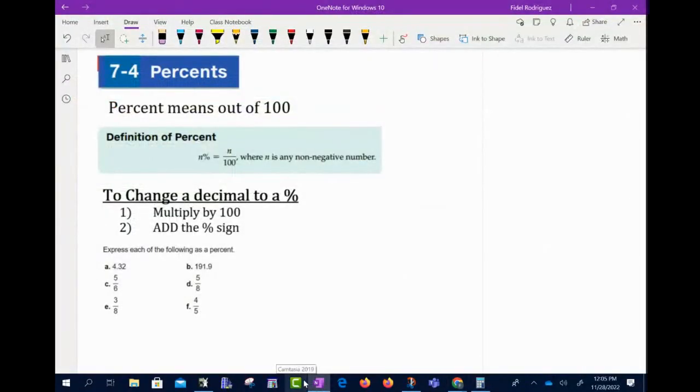So y'all, what we're going to do today, we're going to go over 7.4, which is percents, okay? So what does a percent mean? A percent means out of 100, okay? Percent means out of 100.